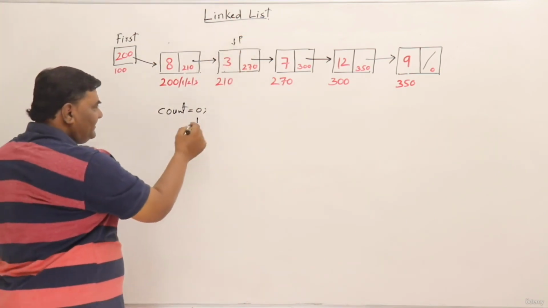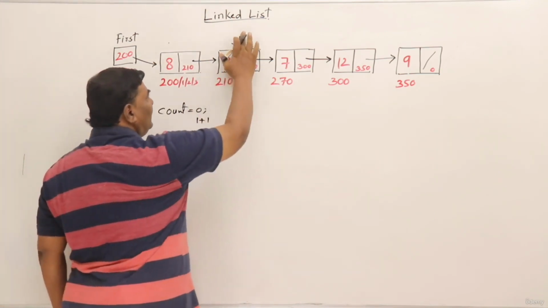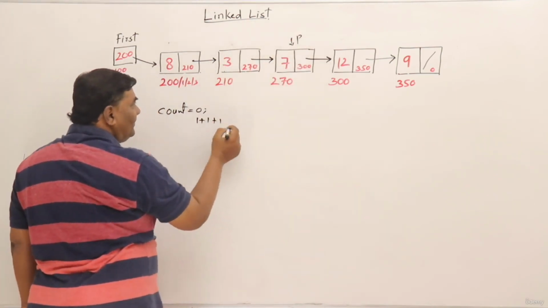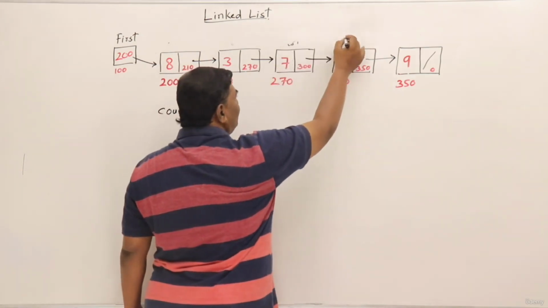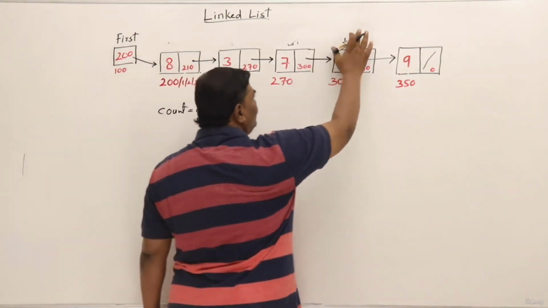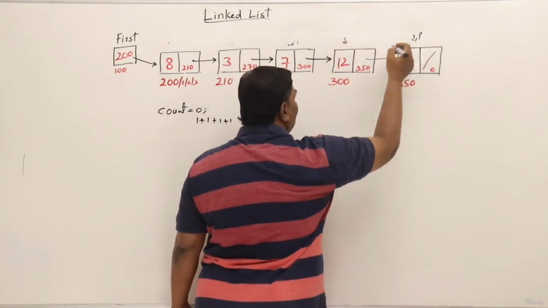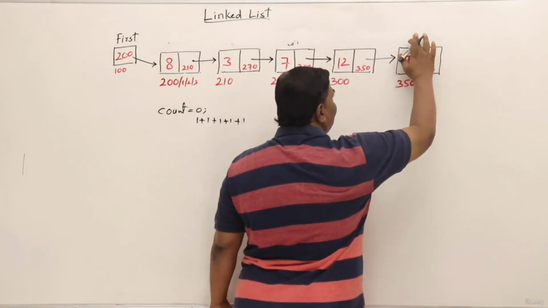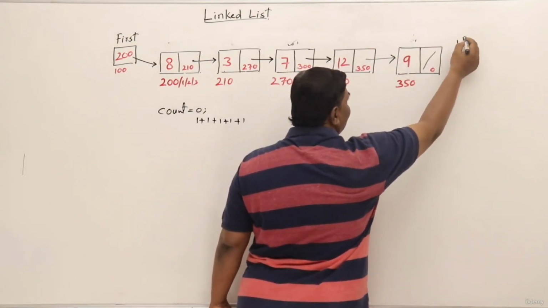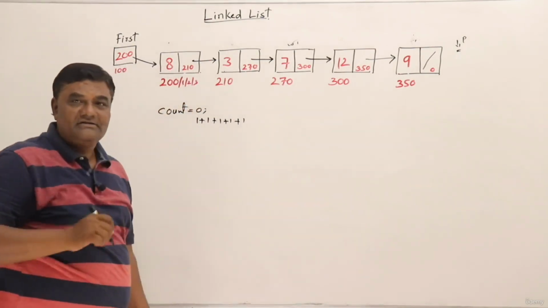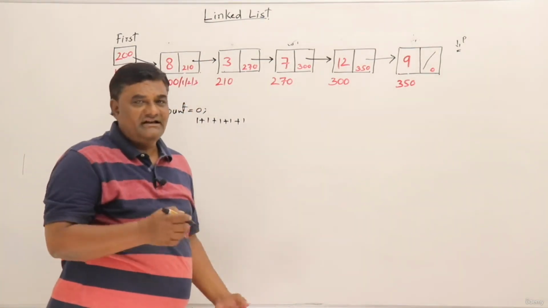Then again do the same thing. Add 1 to count and move p to next node. Add 1 to count and move p to next node. Same way, add 1 to count, move p to next node. Add 1 to count and move p to next node. So this next node is 0, so it is null. So when p became null, stop that. So this is how the procedure is, and it is very simple.